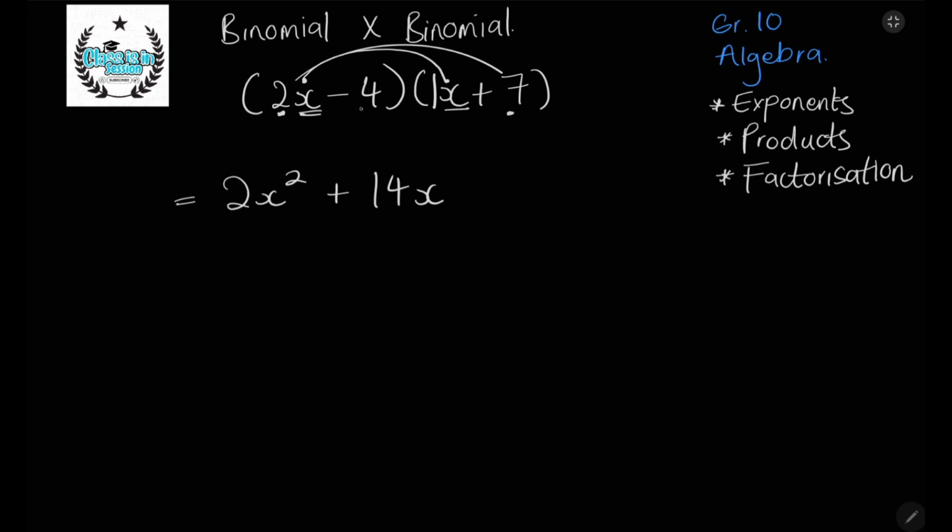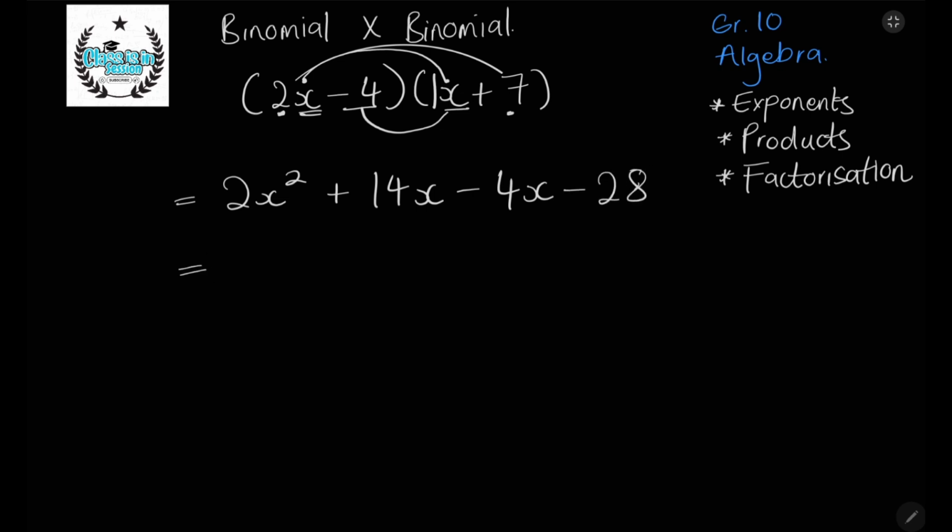Now let's move to negative 4. We have negative 4 times 1x, or x. We start with our values, negative 4 times 1, which is negative 4. Let's account for our variable. We have x. Then negative 4 times 7 should give you negative 28.